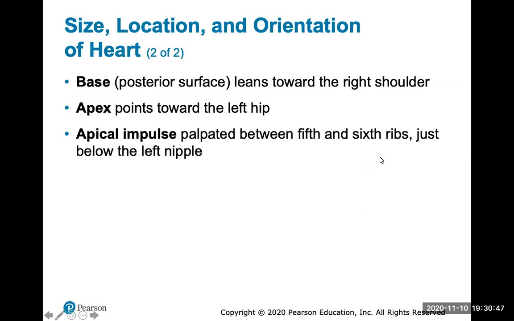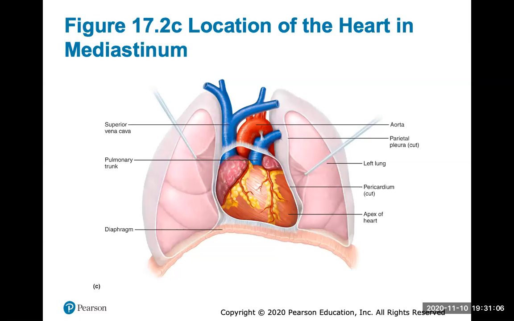The base of the heart leans towards the right shoulder, the apex points towards the left hip, and the apical impulse is palpated between the fifth and sixth ribs just below your left nipple. So you're able to feel a little bit of an impulse or a pulsating of the heart there. So here's the apex of the heart, the base, so your heart is turned and lies back on itself. There's your pulmonary trunk, the aorta, your superior vena cava, and here's the pericardium that's cut to reveal the heart inside of it.